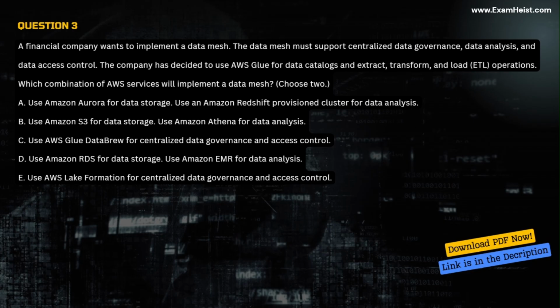Choose 2. A. Use Amazon Aurora for data storage. Use an Amazon Redshift provisioned cluster for data analysis. B. Use Amazon S3 for data storage. Use Amazon Athena for data analysis. C. Use AWS Glue DataBrew for centralized data governance and access control. D. Use Amazon RDS for data storage. Use Amazon EMR for data analysis. E. Use AWS Lake Formation for centralized data governance and access control.